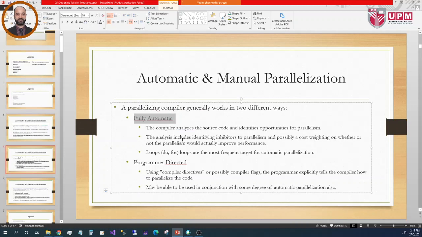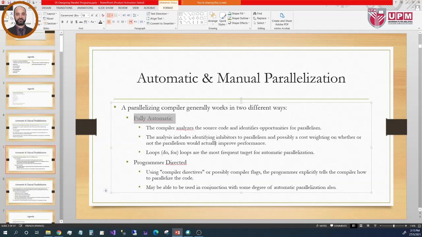We take the normal, usual serial program and give it to the parallelizing compiler, which will run in the fully automatic mode. It will try to analyze the source code and identify the opportunities for parallelism. If it finds some parts of the code that could run independently in parallel, then it will apply parallelism to them. Otherwise, it will keep it serial as before.